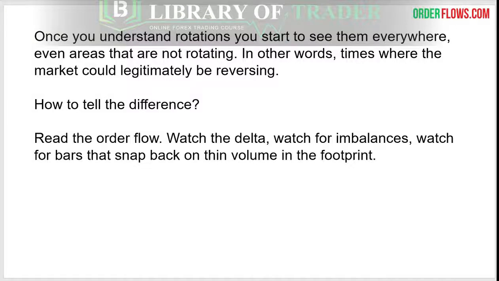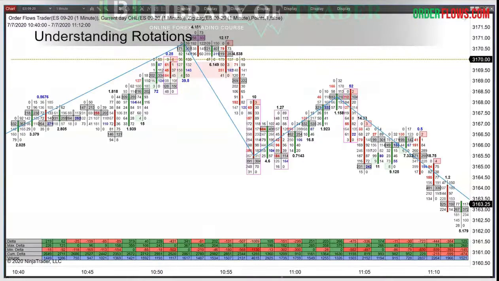So once you understand rotations, you start to see them everywhere, unfortunately, even in areas that are not rotating. In other words, times where the market could legitimately be reversing. So how to tell the difference? Well, you've got to read the order flow. Watch the delta, watch for imbalances, watch for bars that snap back on thin volume in the footprint.